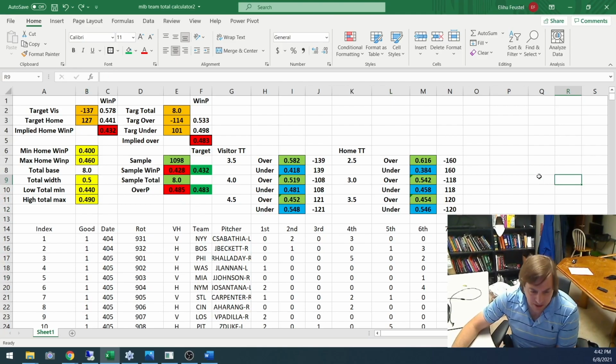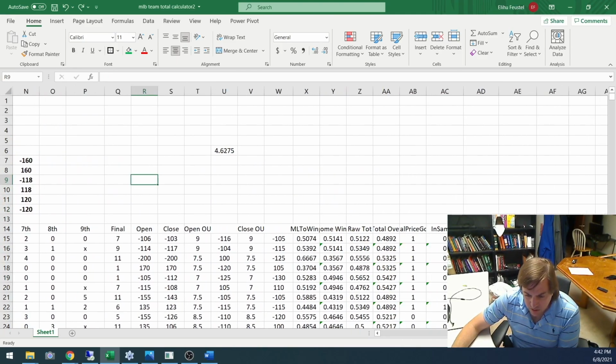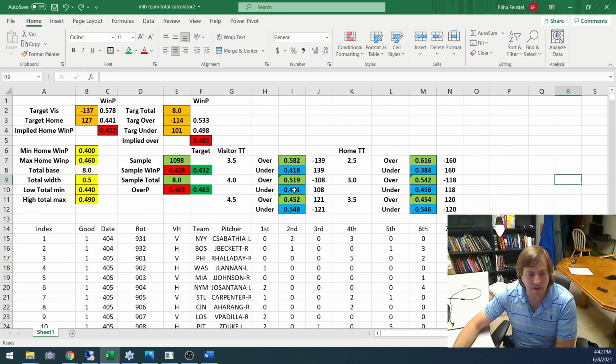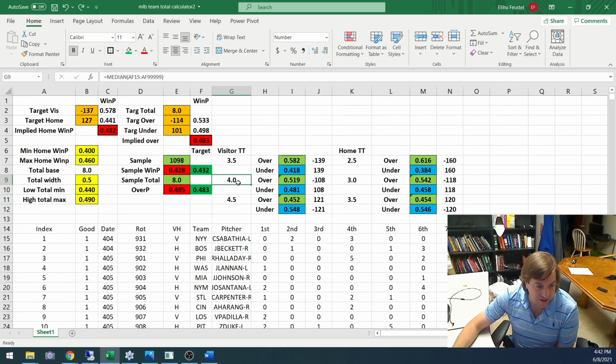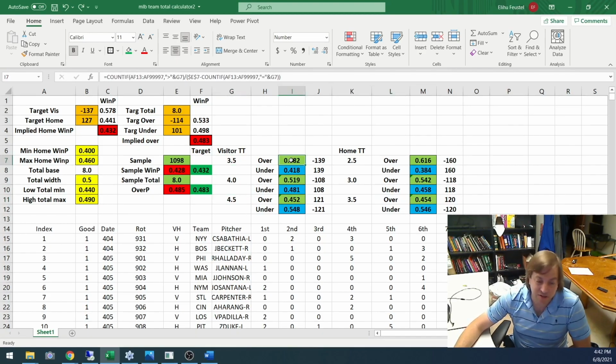So once you have your sample, we have our data points, which are visitor runs and home runs. And in our sample, this is a really simple way to count. We just look at our runs scored in our sample, what's the median, and then we count how many went over and divide it by the sample minus those that pushed. And then we do two alternate team totals with the same idea. We're just counting how many times it goes over, how many times it goes under, and removing the pushes. And we do the same thing for the home team also.